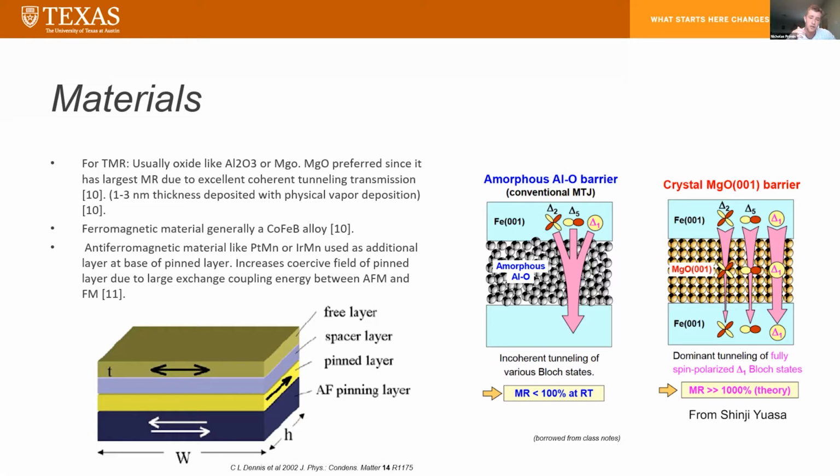And we also generally use an AFM material attached to the bottom of the pinned layer because the exchange interaction between these two layers actually increases the coercive field in the pinned layer, basically magnetically hardening it so that the state doesn't switch, which is what we want.